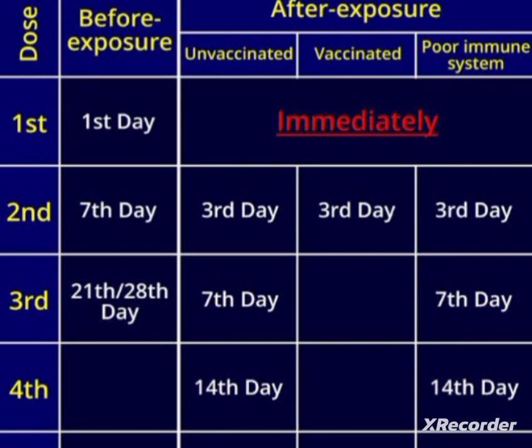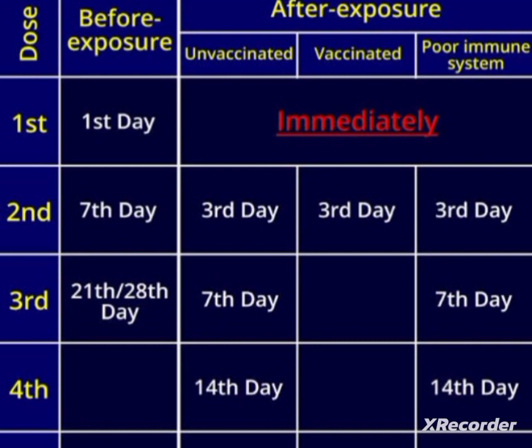The patient is vaccinated. If the patient is vaccinated, that patient needs only 2 vaccine doses. That is when the patient is in contact with the hospital, that time we will do the immediate vaccination, that we are considering as the first dose. Then on the third day we are giving the second dose. So this dose is a single dose we can give, and it is only in the upper arm.